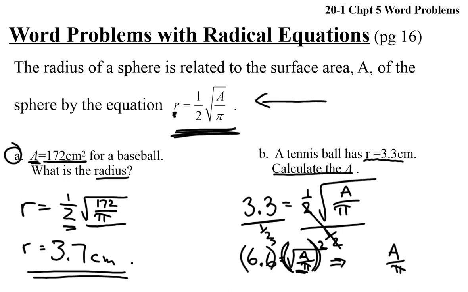but I have to make sure I square the other side. And my 6 and 6/10, when I square that, is 43 and 56/100. At that point, to get a by itself, we're dividing by pi. And if I'm dividing by pi, I can multiply by pi. So I multiply by pi on this side, and the area or surface area of that tennis ball, rounded to the nearest square centimeter, so whole centimeter, is 137 centimeters.